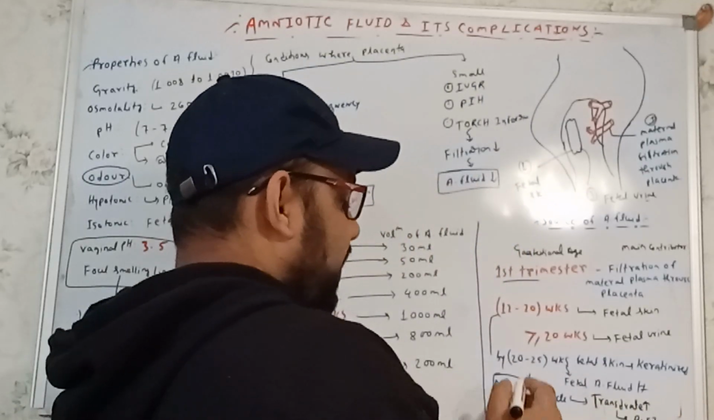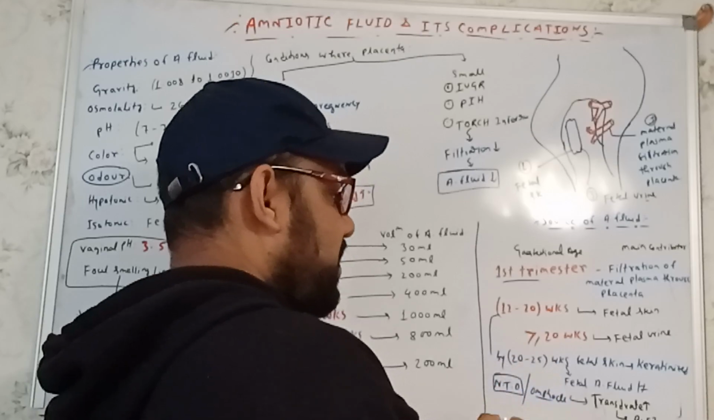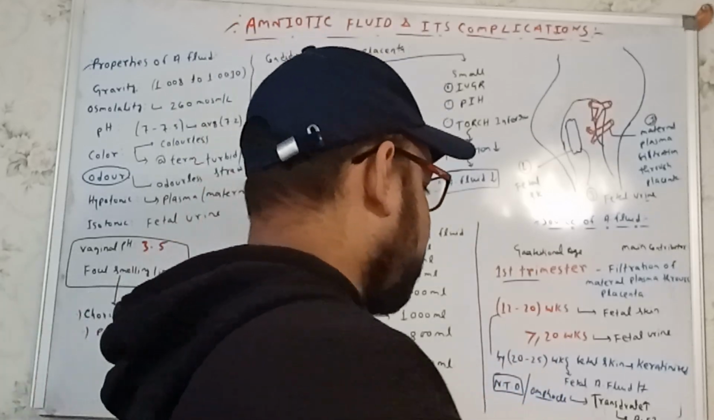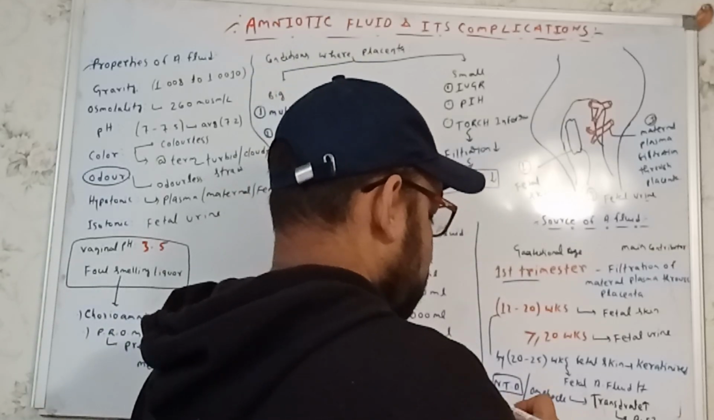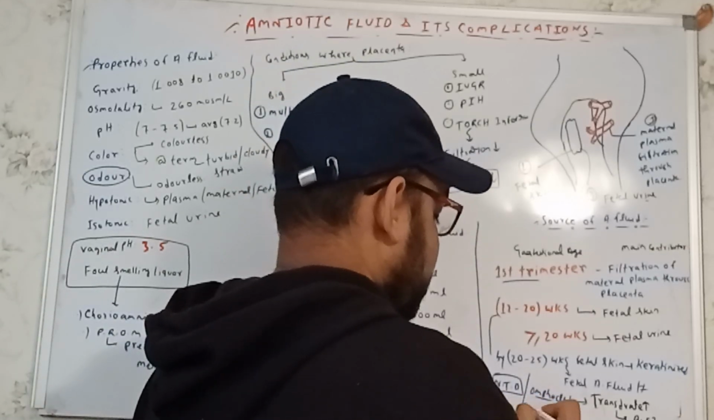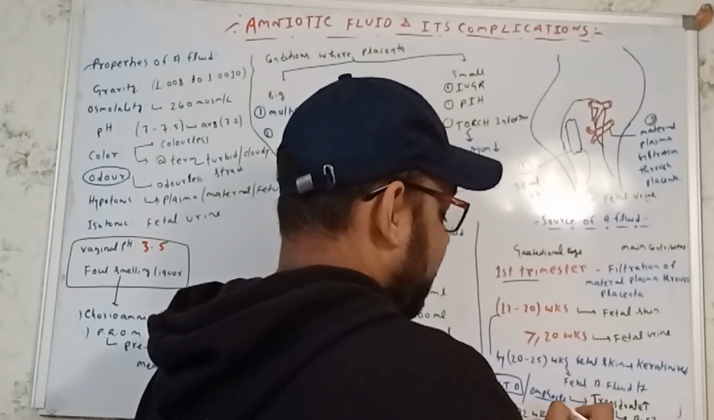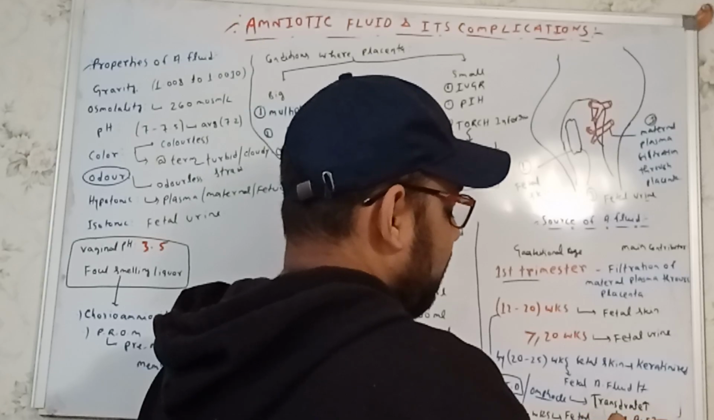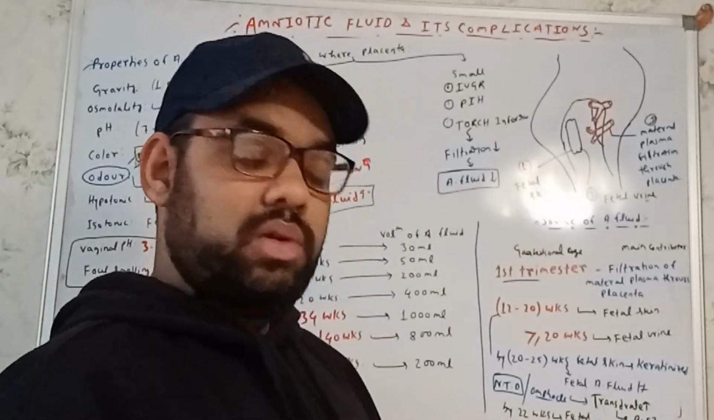And another important thing, by around 22 weeks, you can write it over here, the fetal urine will work as the main contributor of amniotic fluid.